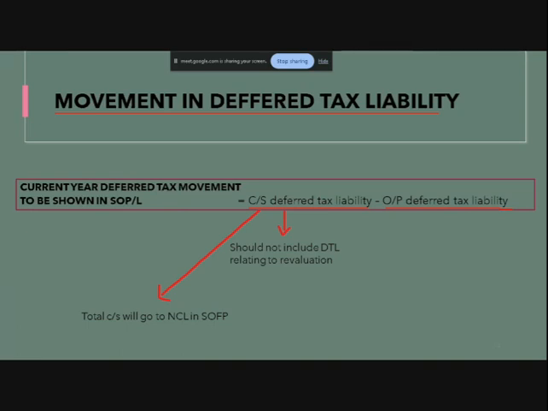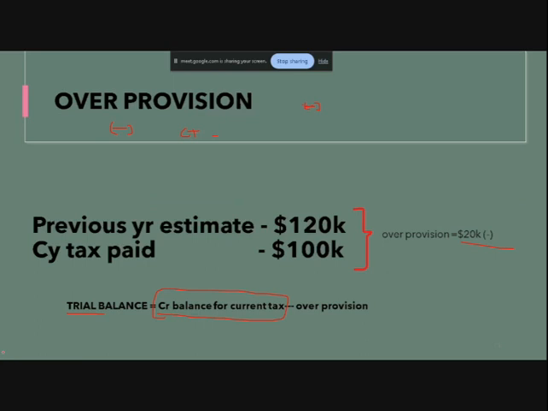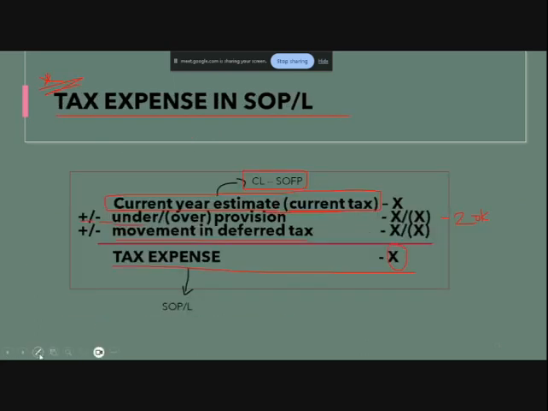Okay, so this closing deferred tax liability should not include the amount relating to revaluation, and the total closing balance will go to NCL and SOFP. Here's the thing. This was our equation, right? The third element is the movement in deferred tax liability. So what was the equation? Closing minus opening.